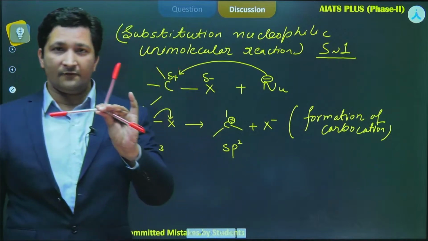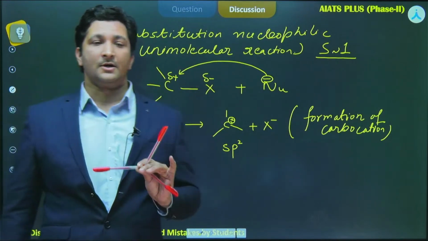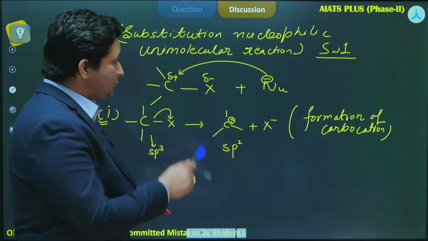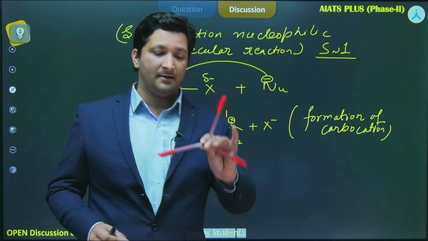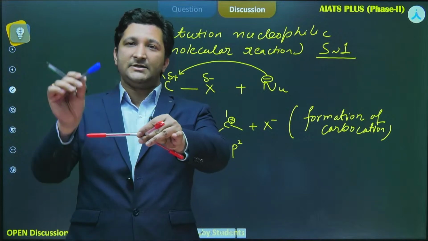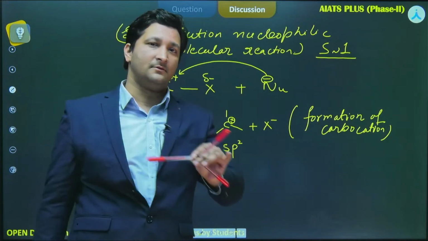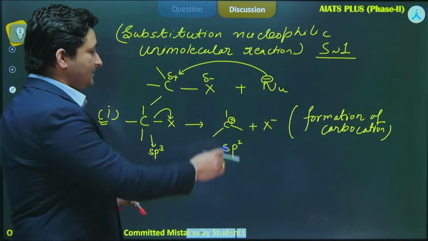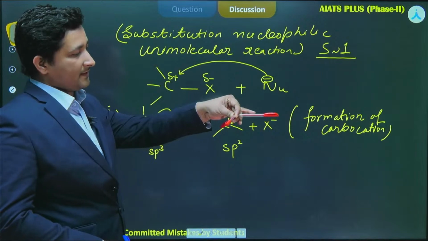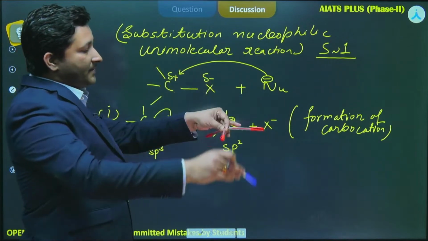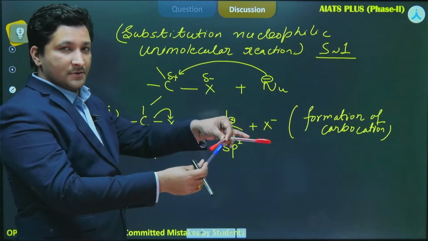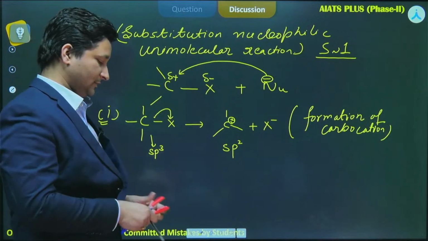Now this formation of a planar molecule is a very important point here, because if a nucleophile wants to attack, what will happen? Because of planarity, it has an equal chance of attacking either side of the carbon. Try to understand this. This planar structure is there, so the upcoming nucleophile can attack from this portion or even from this portion.